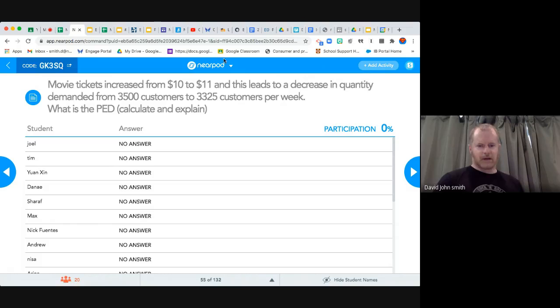All right, so you're going to do the calculation. Remember, that's your quantity there, so it needs to be the percentage change in the quantity demanded divided by the percentage change in the price. Have a go.